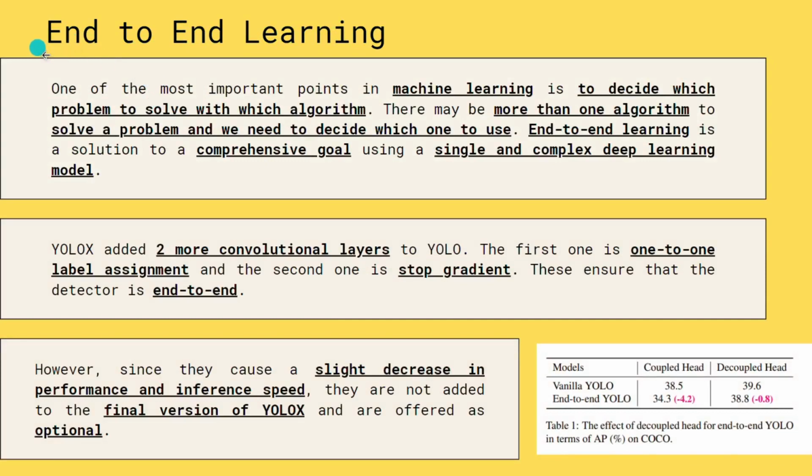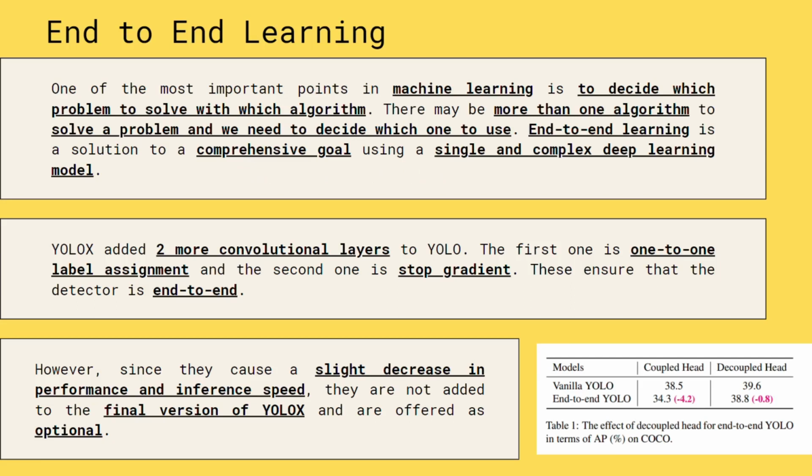So next, we're going to discuss the end-to-end learning that they have implemented, but was considered as optional because it didn't provide that much improvement. And one of the most important points in machine learning is to decide which problem to solve with which algorithm. There may be more than one algorithm to solve a problem, and we need to decide which one to use. End-to-end learning is a solution to a comprehensive goal using a single and complex deep learning model.